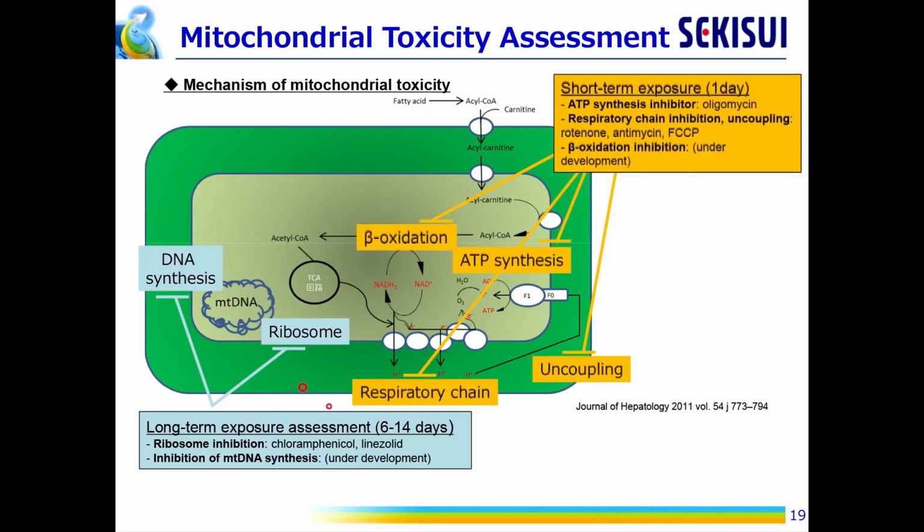This figure shows the mechanisms of mitochondrial toxicity. There are many mechanisms, but the test system we introduce today can detect almost all of them. One distinction of our test system is that we can offer long-term evaluation up to 14 days. We can detect mechanisms that cause cell toxicity from longer exposure to a drug, for example, lysosomal inhibition and inhibition of mitochondrial DNA synthesis.